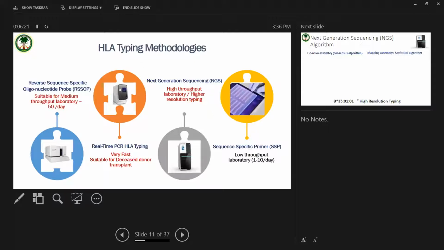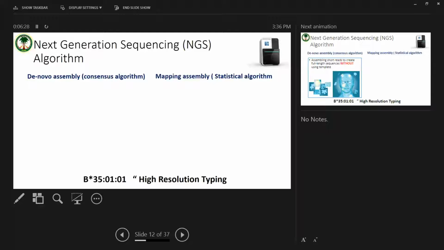It might be appropriate for a low throughput laboratory, 10 to 15 a day, but again, resolution is one of the limitations. I might just tackle one of the techniques, which is next generation sequencing. There are different companies serving these techniques, and they usually use two types of algorithms. Some companies apply two algorithms, and some utilize only one.